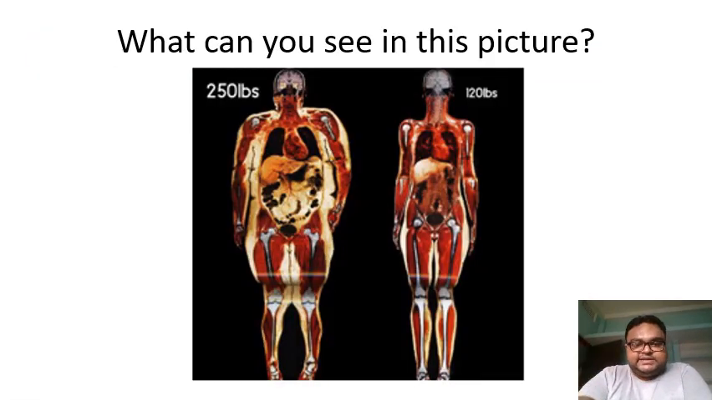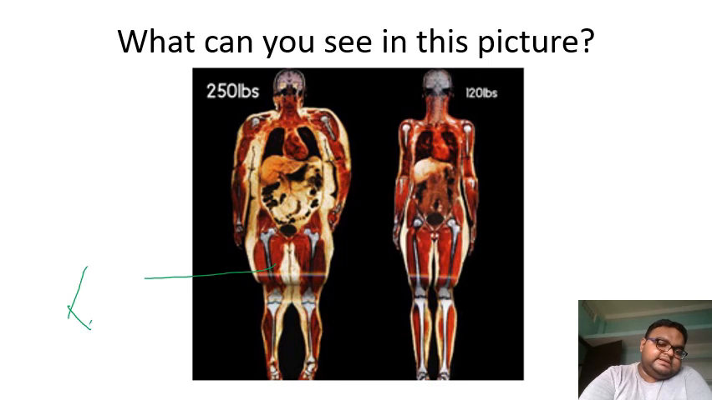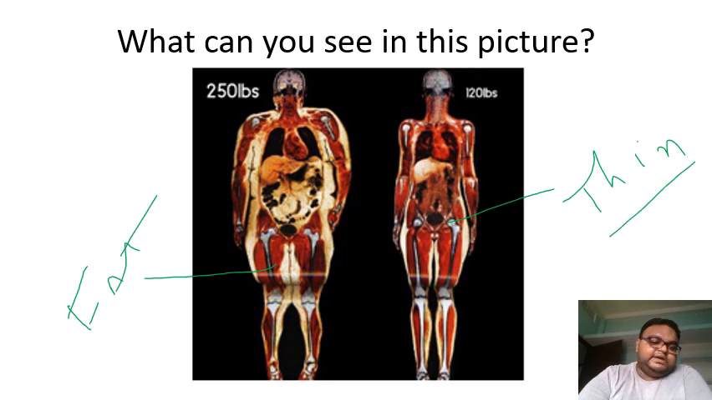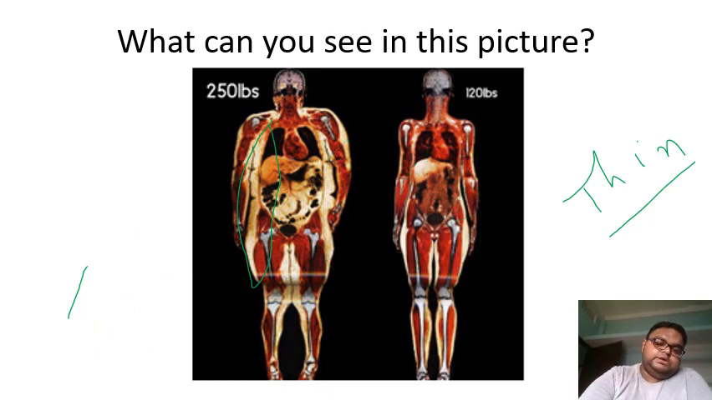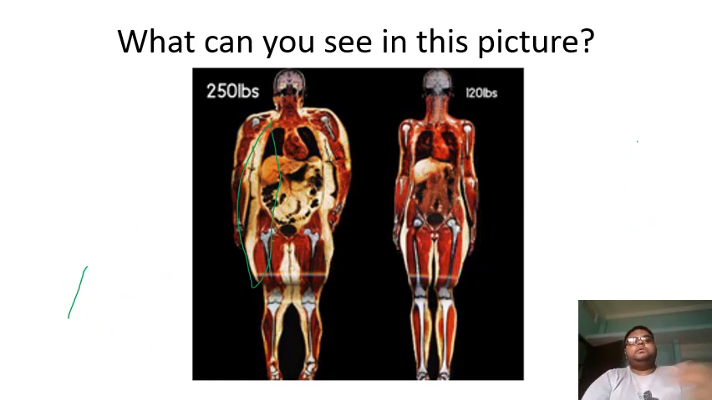So students, can you look at this picture? What can you observe? Okay, this person is fat and this person is thin or lean. So here there is deposition of these white things, isn't it? You can see this deposition of white things here, which is very less in this person, right? So this is known as fat. So we will see what causes this fat, and what is the importance of this.